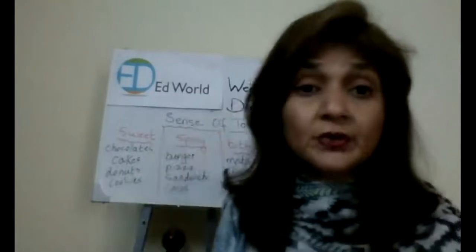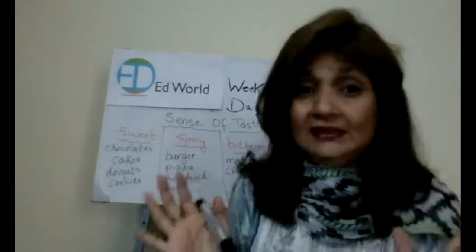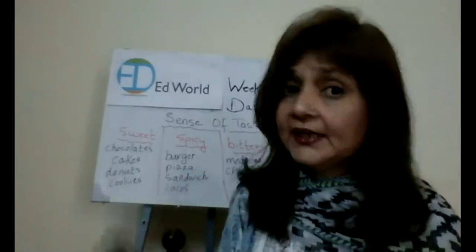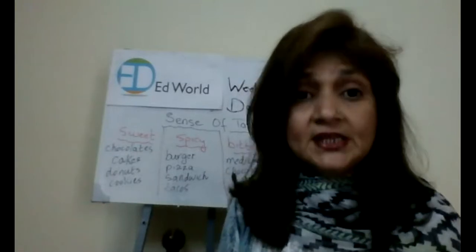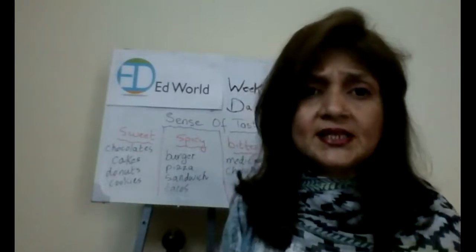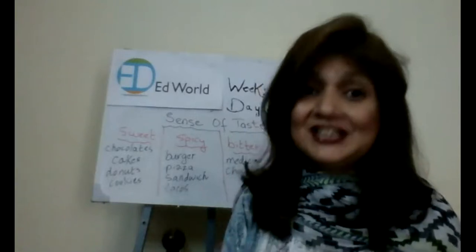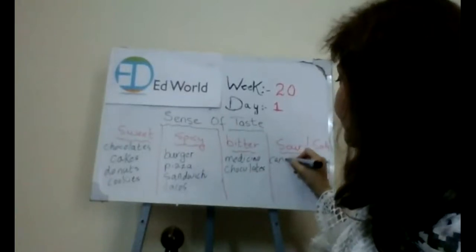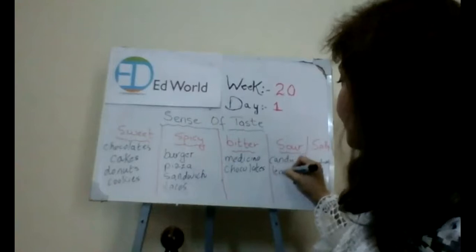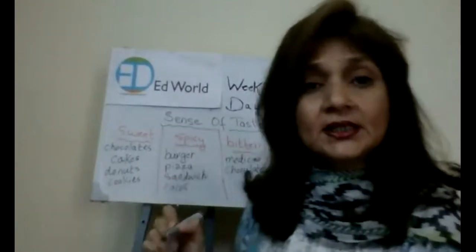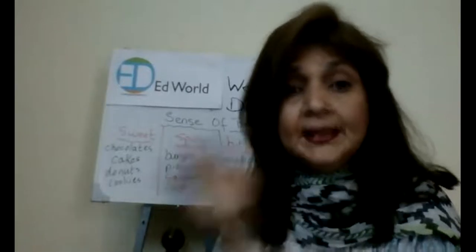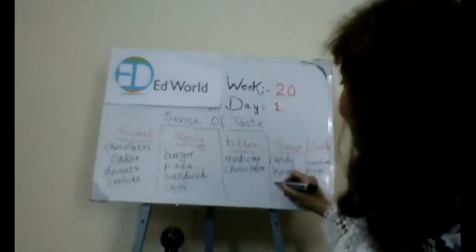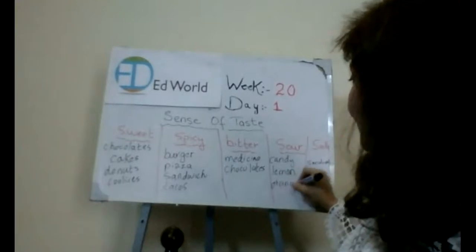Now, what about sour? Sour means a little sour thing. You know what the taste of lemon is like? You must have tasted lemon, right? So what are the things that taste sour? You can say, yes, the orange candy, right? So I'll write down candy over here. Lemon also. What else are the things that taste sour? Lemon, orange, right? Yes, so these are the different types of things that taste differently.